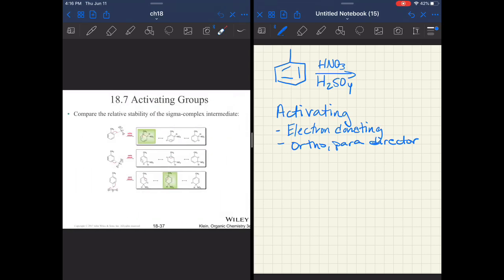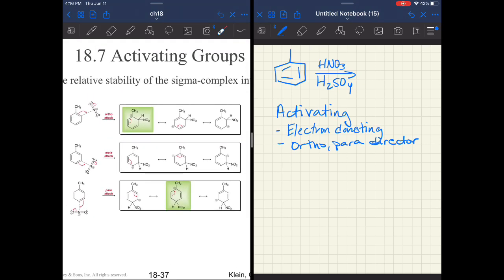Now, why does this happen? So I'm going to talk through one of the sigma complexes, but I will go ahead and expand that a little bit for the ortho, meta, and para attack. Once you have made the nitronium ion, so I'm going to skip the first step of that mechanism, we are attacking the nitronium. There are 3 sigma complexes.